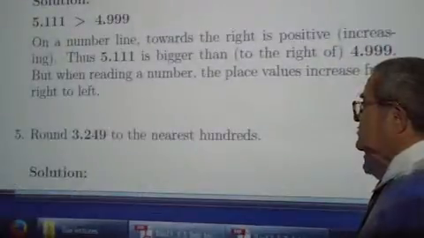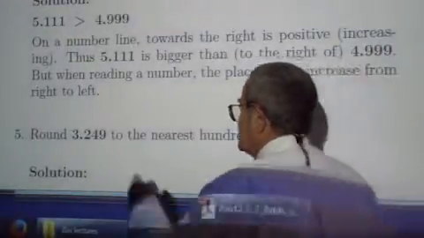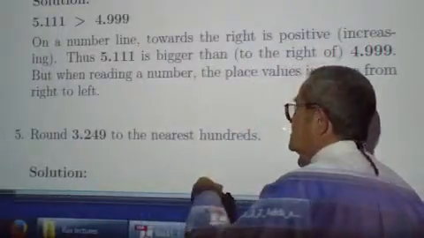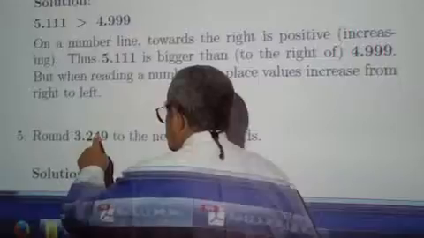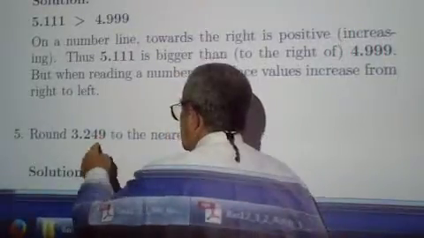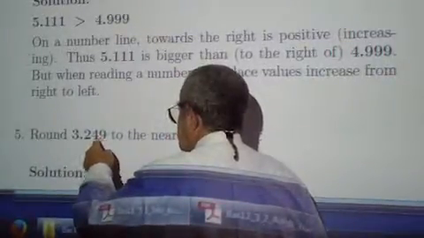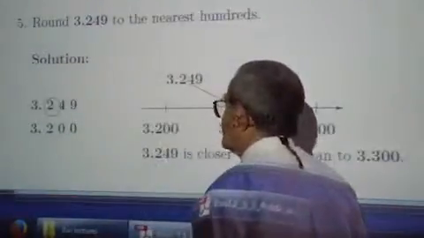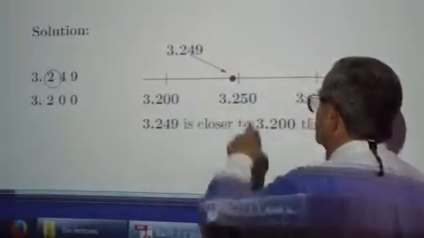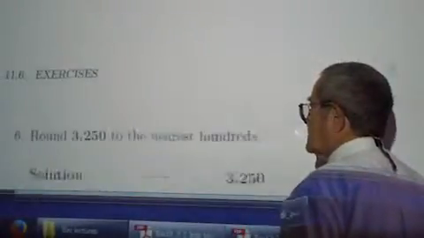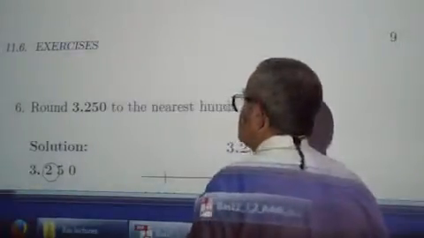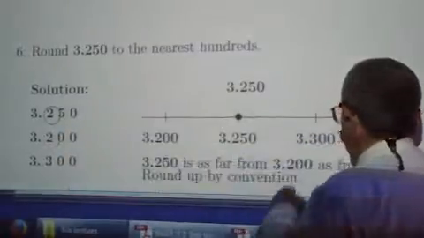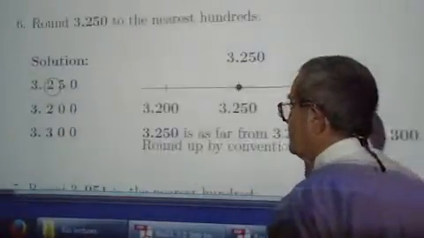And then we wanted to round 3.249, that's 3 and 249 thousandths, to the nearest hundredth. Circle the nearest hundredth. The first digit you drop is more than 5, so bump that up to the next one, so that's 3.25. Round this one to the nearest hundredth, well, bump it up all the way to the right. That's 3.30.